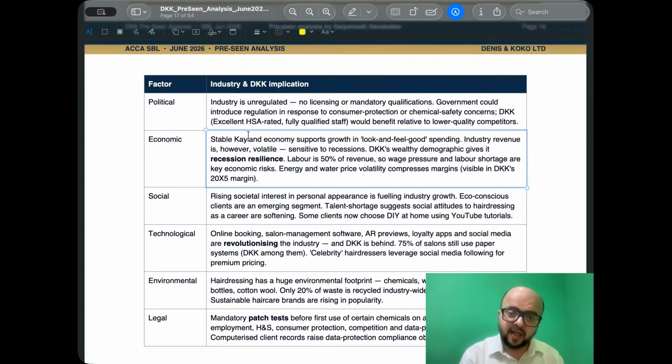DKK, excellent HSA rated, would benefit relative to lower quality competitors. So tomorrow, if the government comes up with some sort of a rule or a legislation, it is most likely that DKK will survive better or will be able to fare better as compared to the competitors.